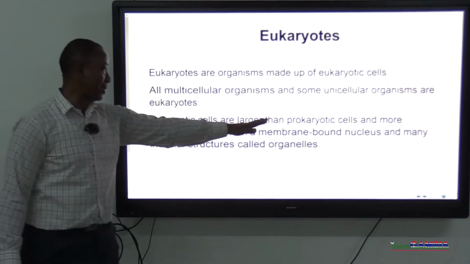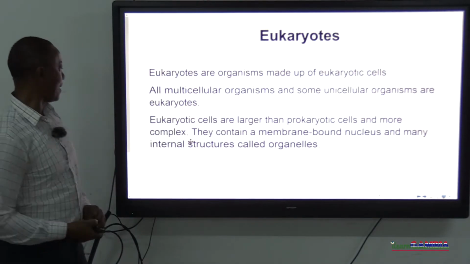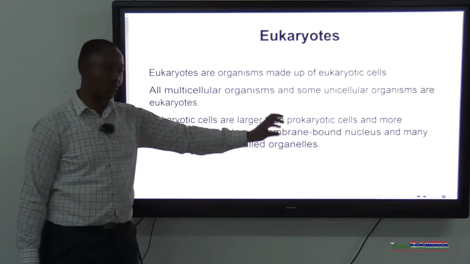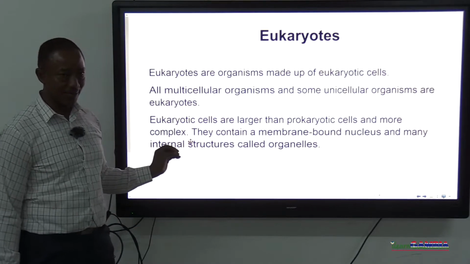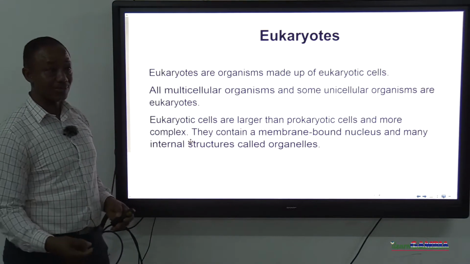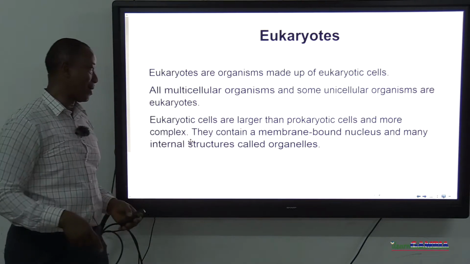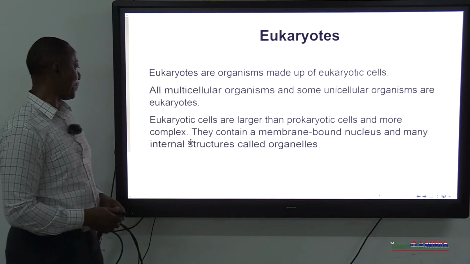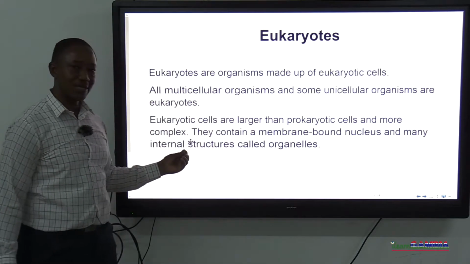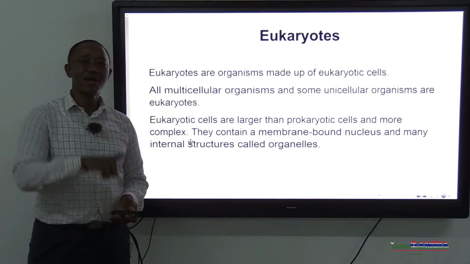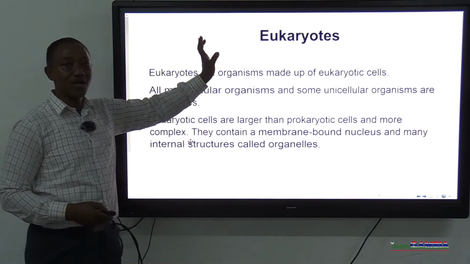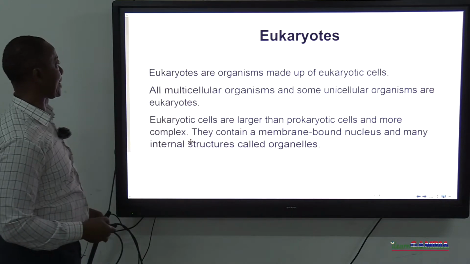Eukaryotic cells are larger than prokaryotic cells and more complex. They contain a membrane-bound nucleus. This is what gives them their name. Eukaryotes simply means true cells because they have a membrane around the nuclear material. And they also have other structures that are called organelles. They also have a membrane around them. So eukaryotic cells, or eukaryotes, are much more complex.